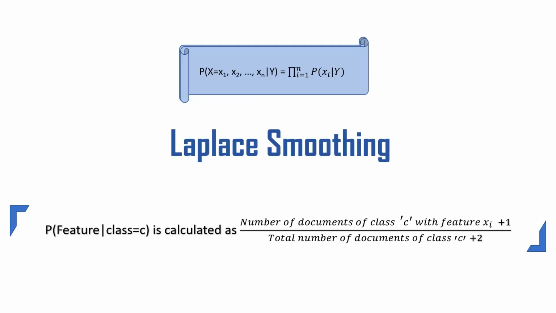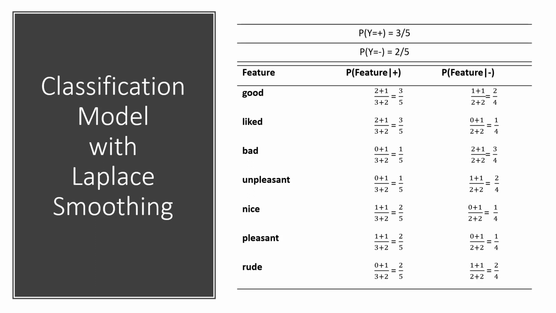Remember, we are trying to make a lot of multiplications: the probability of good given positive times the probability of bad given positive times the probability of rude given positive, and so on. Even if one term becomes 0, the entire multiplication becomes 0. This is not acceptable, so we perform a smoothing called Laplace smoothing. In Laplace smoothing, when we use a Bernoulli Naive Bayes, we add 1 to the numerator and 2 to the denominator. The final training model with the Laplace smoothing will now be as follows.